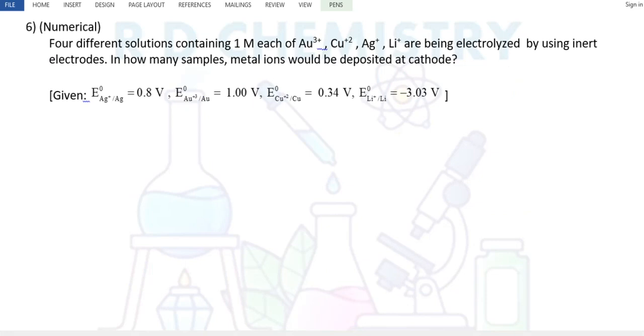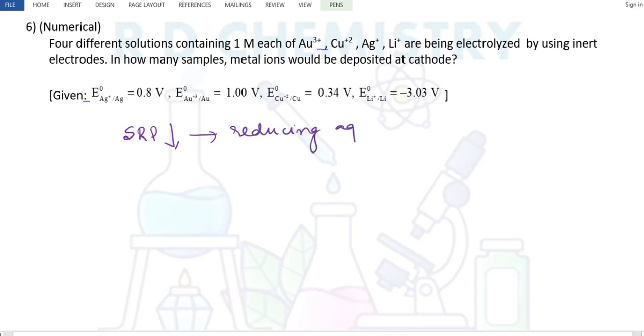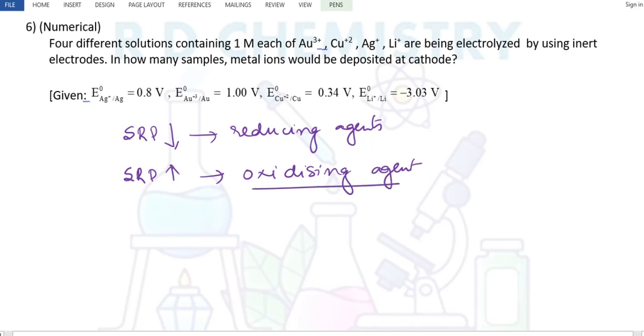Now you find out. For that you remember, whenever SRP values are there, the lower the SRP value, the better the reducing agent. Or the higher the SRP value, the better the oxidizing agent. Now, what do you mean by oxidizing agent? Oxidizing agents are those which oxidize other substances but undergo reduction. So that means you have to select the higher SRP values. They will undergo reduction, that means they will be deposited.